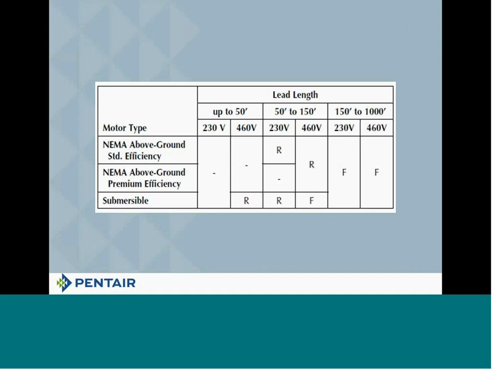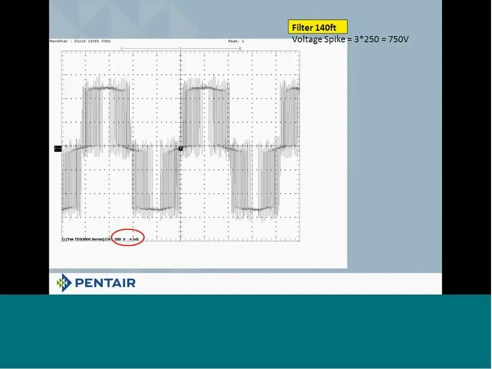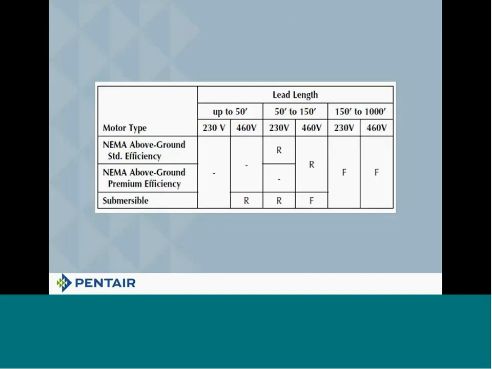Now, when do you use what? And you'll notice here we've got 3 different ways. We're talking about a NEMA, above ground, standard efficiency motor. Then we're talking about a NEMA above ground premium efficiency motor, and we're talking about submersibles. You'll notice if you're 50 feet or less, the only one that really needs anything is that submersible, and it's going to require a reactor.